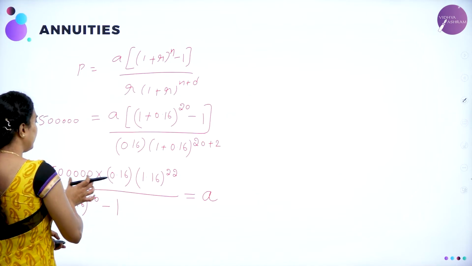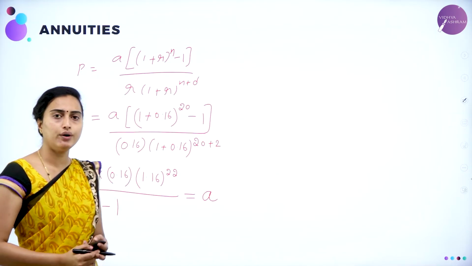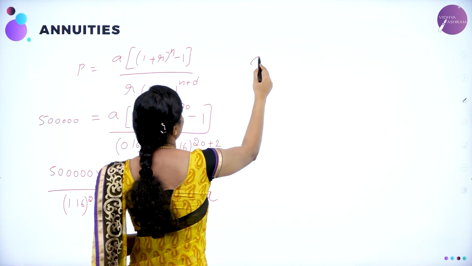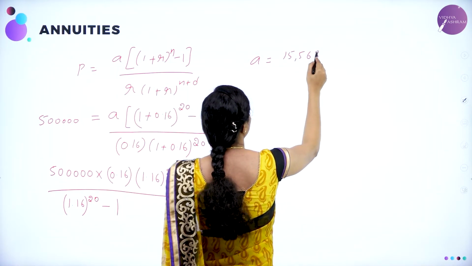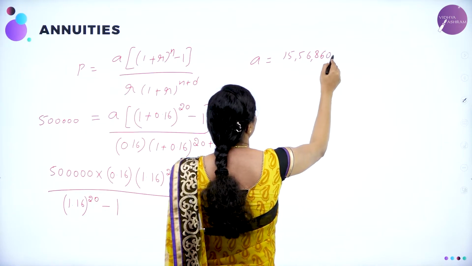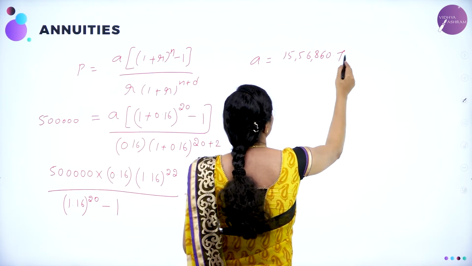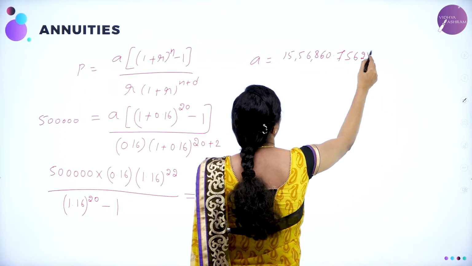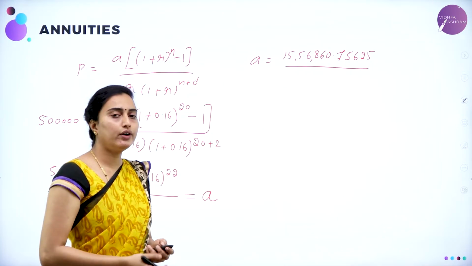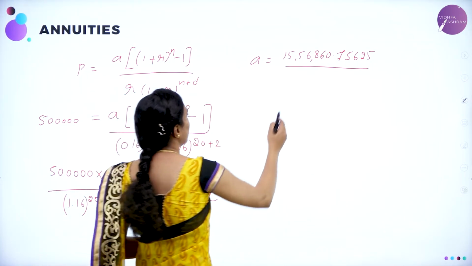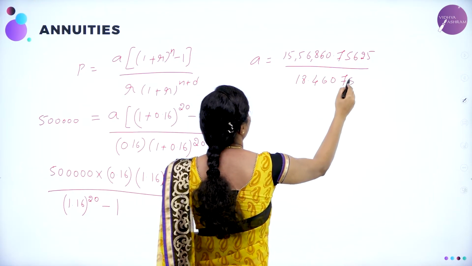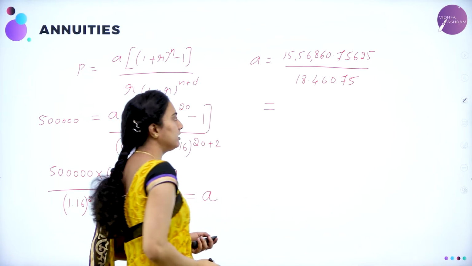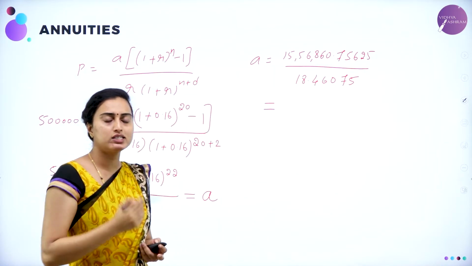Now, if you calculate the numerator, the answer A will be equal to 15,56,860.75625 divided by the denominator, which is 18.46075. I am considering only the 5 digits after the decimal. Now let us divide that.